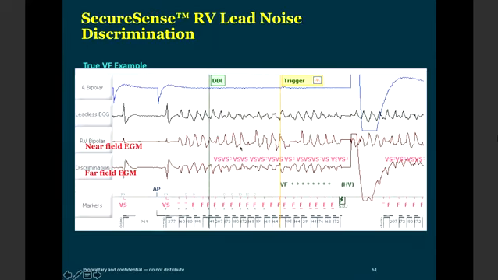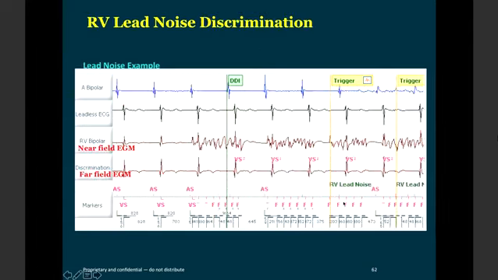If you look at this example, this is SecureSense, which is a trademark of the St. Jude lead. I just took this slide to tell you the concordance between near field and far field. The far field also shows the ventricular arrhythmia, and the near field also shows the ventricular arrhythmia. There is a concordance between the two. So this is true VF, and rightly the patient has been given a high energy shock here.